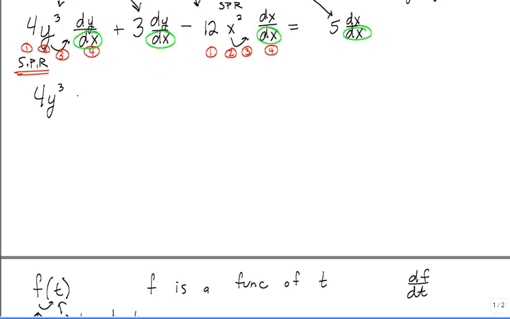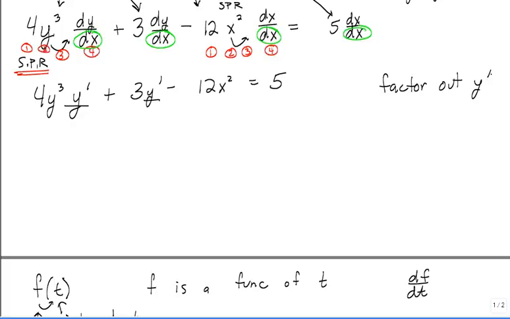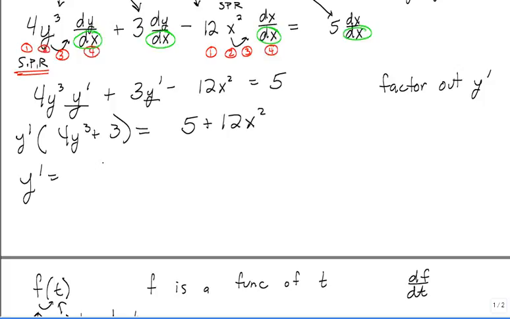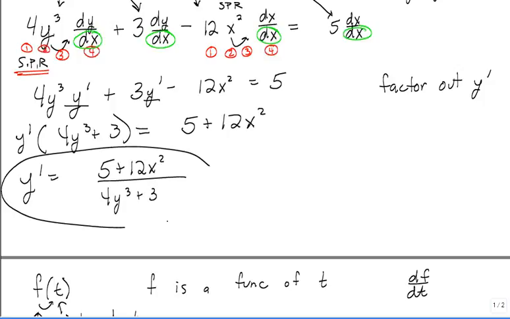Okay, let's change this to y prime. Dx dx is 1. So we're solving for y prime. What you're going to do is factor out y prime. The steps are always the same, because you want to get it by itself. You take everything that doesn't have a y prime over to the other side, and now we just divide. And that's our final answer.